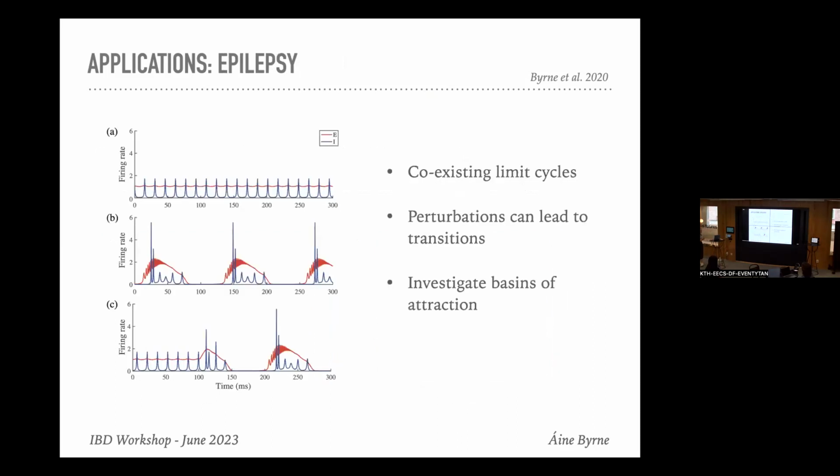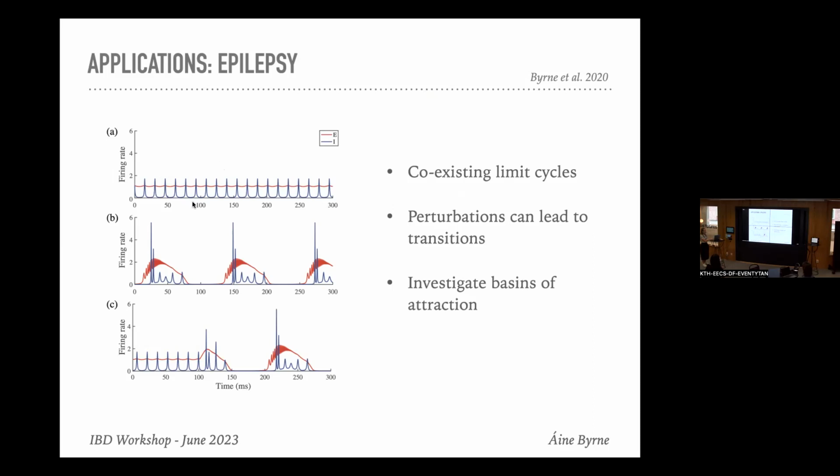Another thing that I started looking at is epilepsy. In the system, we can see coexisting limit cycles, so for the same values of parameters, you can have different oscillations. Here on the top is what might be healthy activity: you've got regular increases in your firing rate. And then in the middle, you might have some sort of spike wave bursts that are like epileptic behavior.